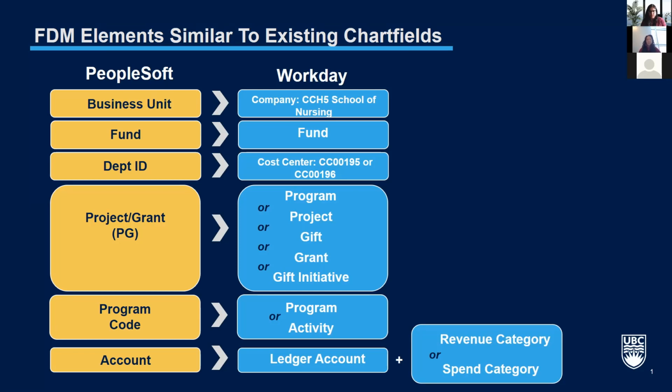So the cost center, we have two cost centers at School of Nursing. On the most part, your cost center would be CC00195. The CC00196, I reserved it for other items, okay? So then the program is our general operating funds. On the most part, you guys will be looking at the grant or possibly a project, okay? And then there's a ledger account, and then of course there's the revenue category, spend category. But on the most part, relevant to you guys is the grant piece.